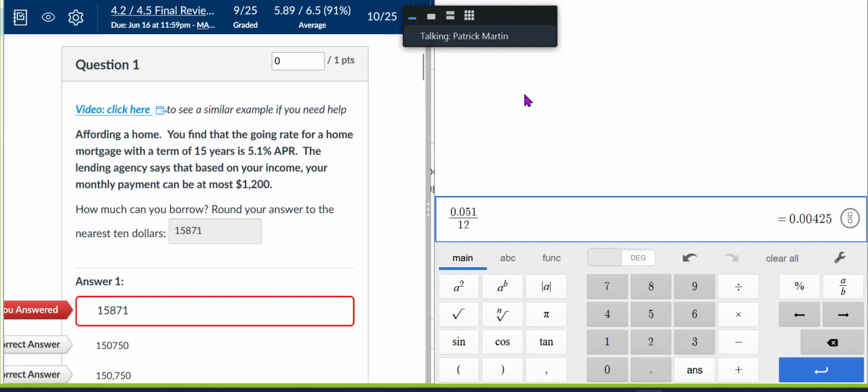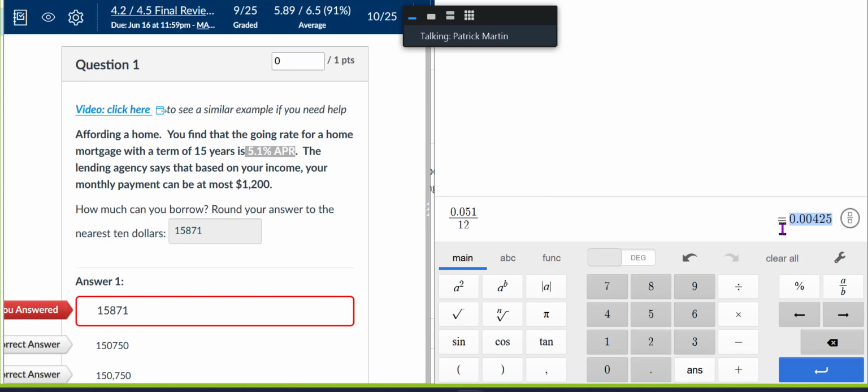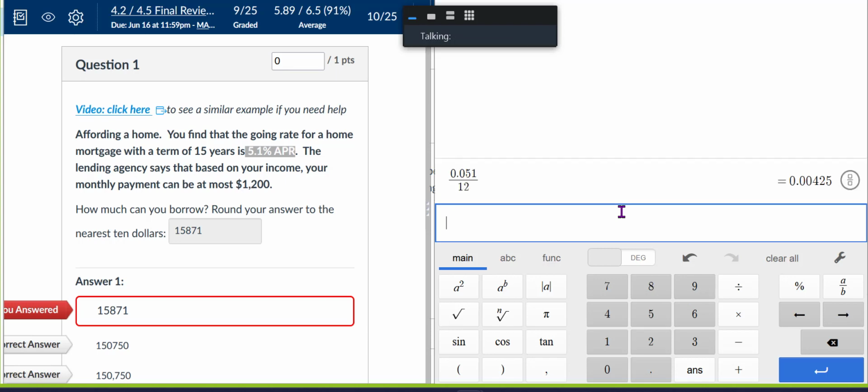Okay, for this problem, the first thing we're going to do is get that annual percentage interest rate and divide it by 12. So this is our monthly interest rate, which is less than 1%. So it's actually 0.425%, right? That you pay on what you owe each month. So that's the monthly interest rate.